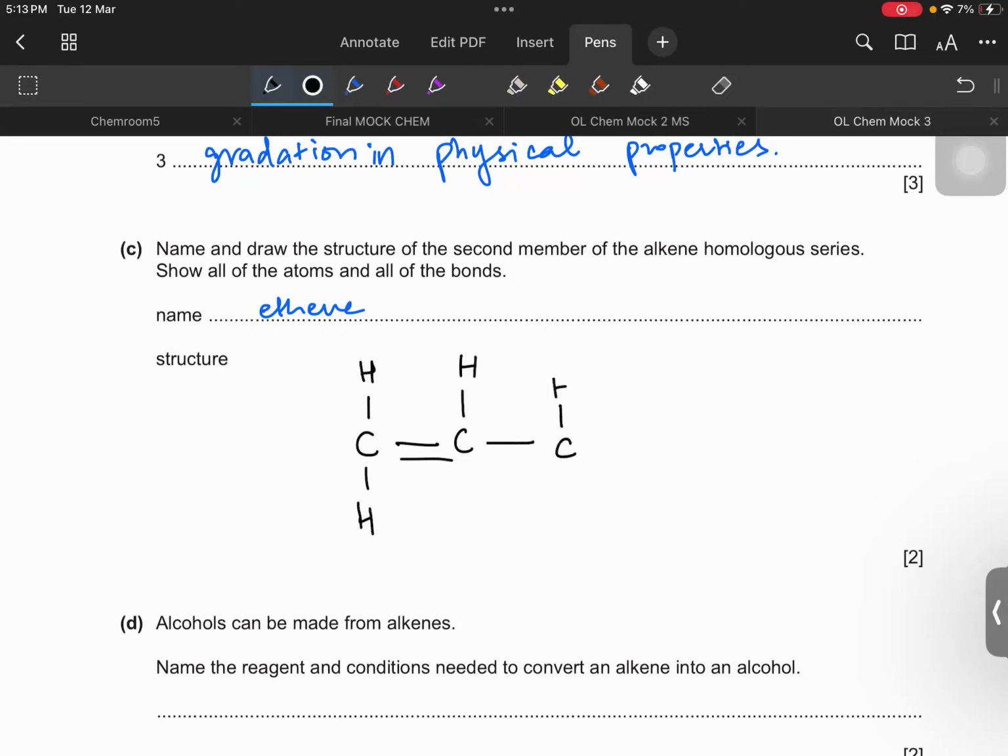What does this mean sir? Because the first member, methene, doesn't exist. There's no such thing as a one carbon alkene. What's the first member of alkenes? Sir, carbon 1. There is no carbon 1 alkene. Okay, but a one carbon alkane exists, but that's about alkenes. And alcohol definitely exists.